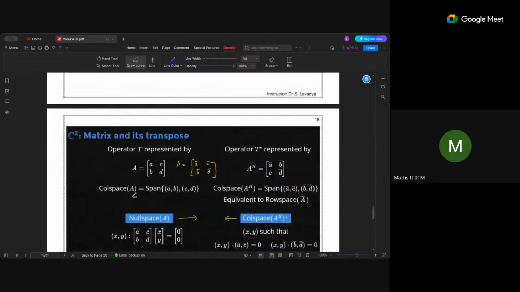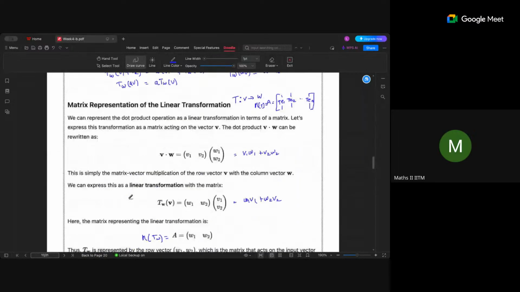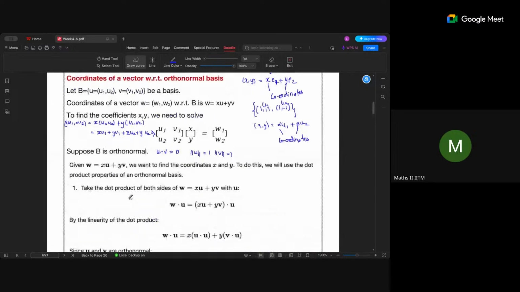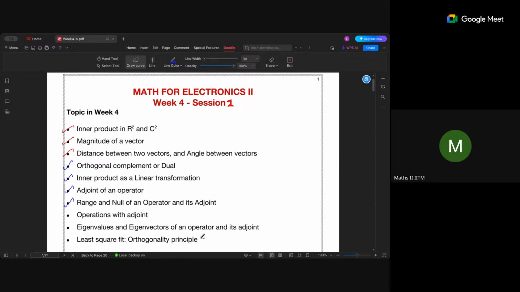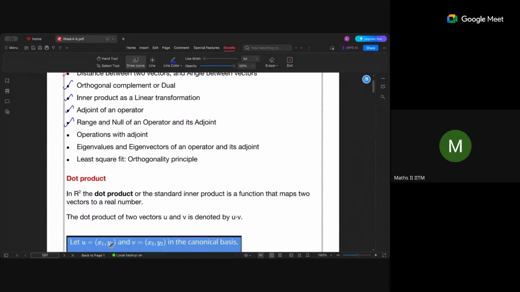So what are the topics we have seen so far in today's session? We have completed this part, this, this, and this. The operations with adjoint, eigenvalues and eigenvectors of an operator and its adjoint, and least square fit are the things which are left, which will be covered tomorrow or Monday, I guess. Except for that one part, which I will update, are all the other parts clear for everyone?